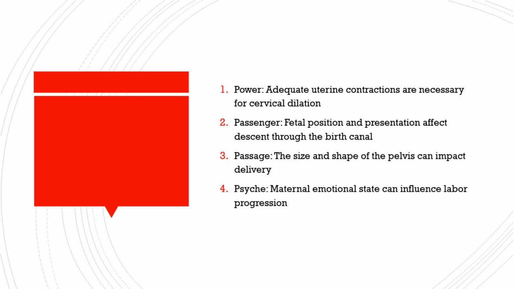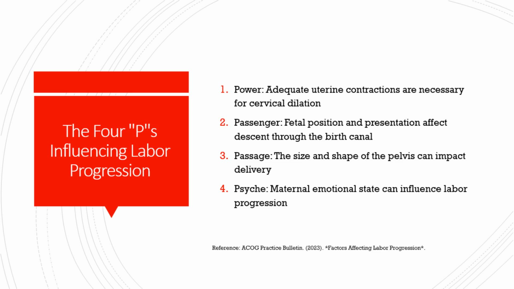Once the patient is admitted for active labor, close monitoring has begun. The normal progress of labor can be greatly affected by both maternal and fetal factors. One way to think of these critical factors is the 4 Ps. The 4 Ps include power, passenger, passage, and psyche.